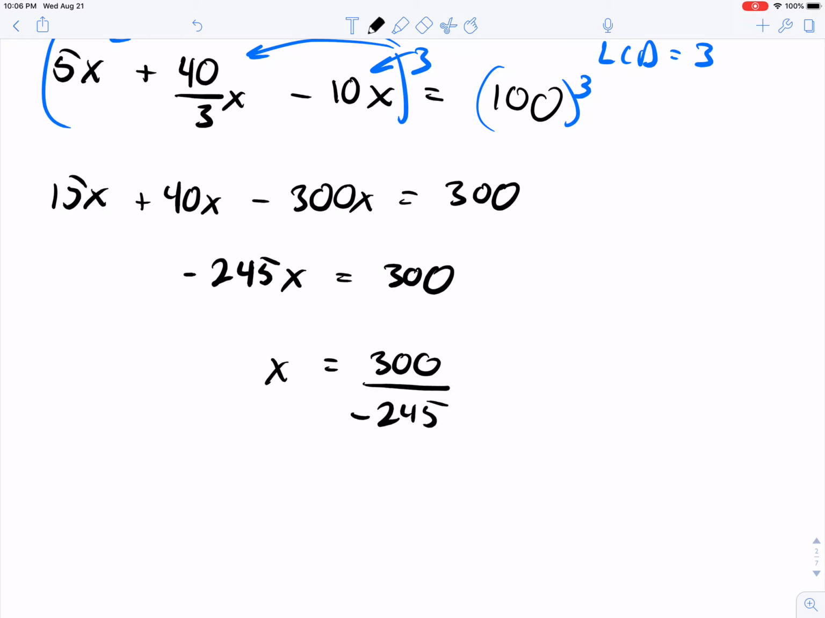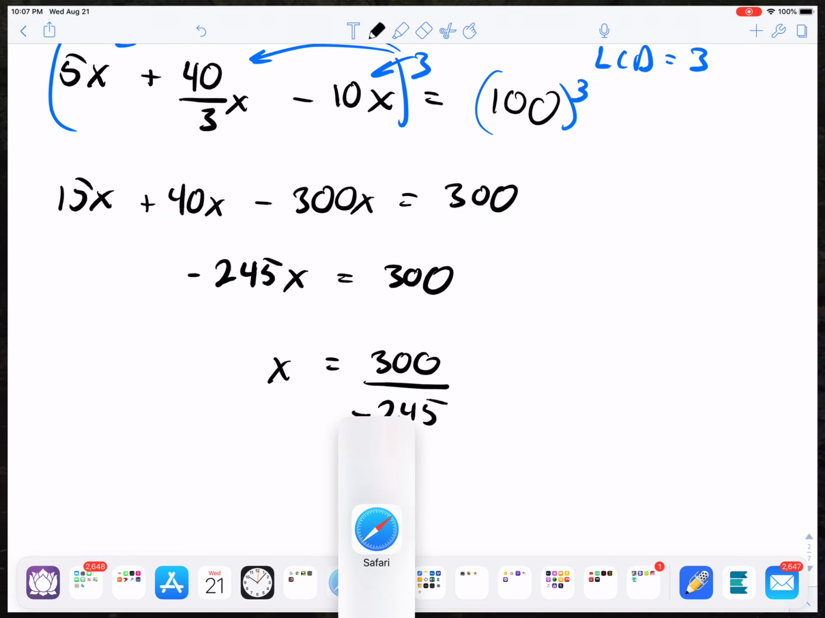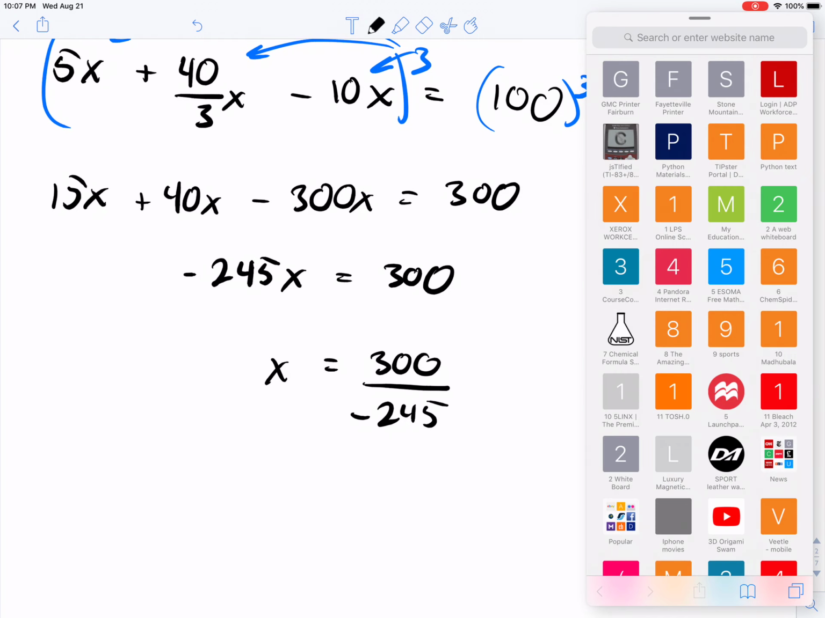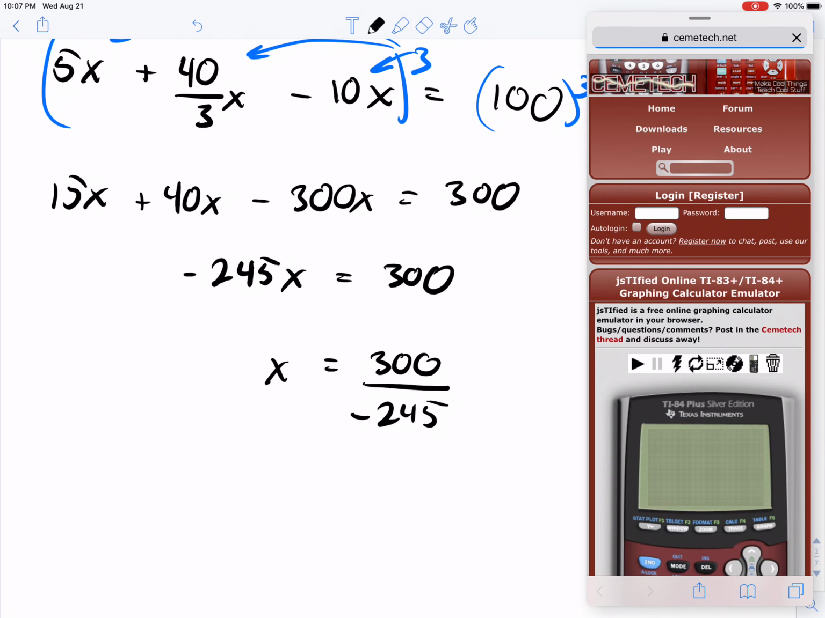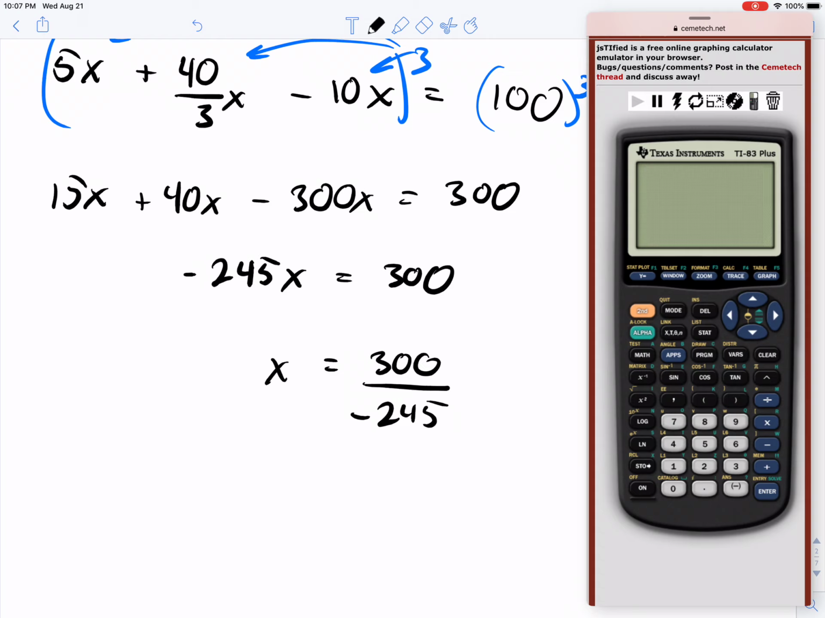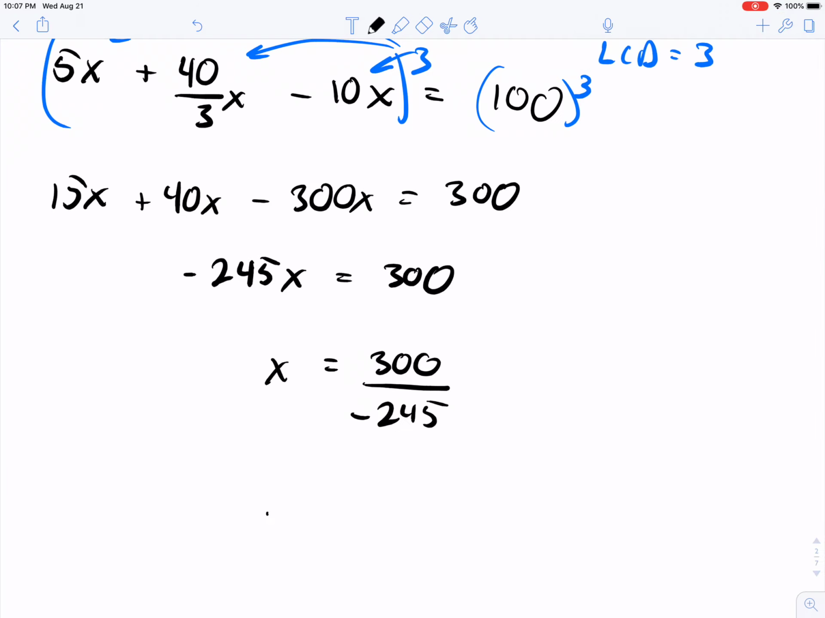Let me see. I think I'll just use my calculator to finish this part. So if we said 300 divided by 245, I'm going to do math as a fraction. 60 over 49. Let's see, how do we do? So then our claim is that x equals a negative 60 over 49.